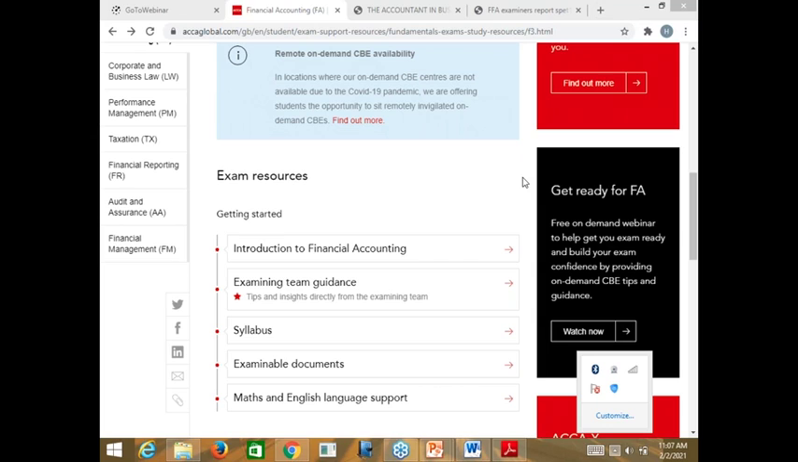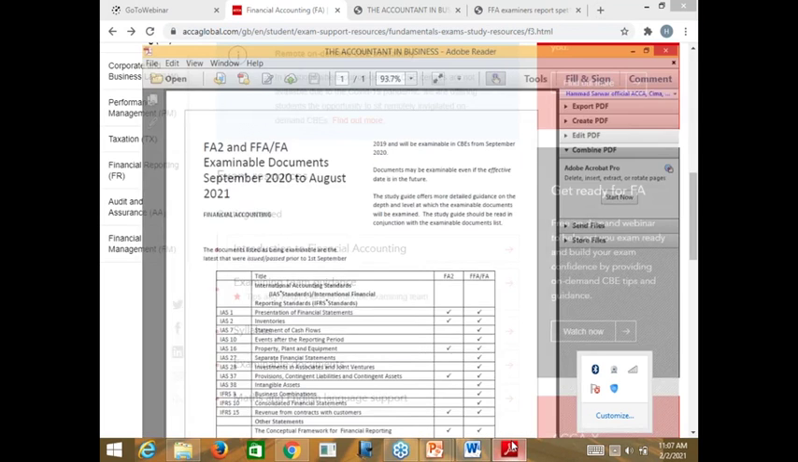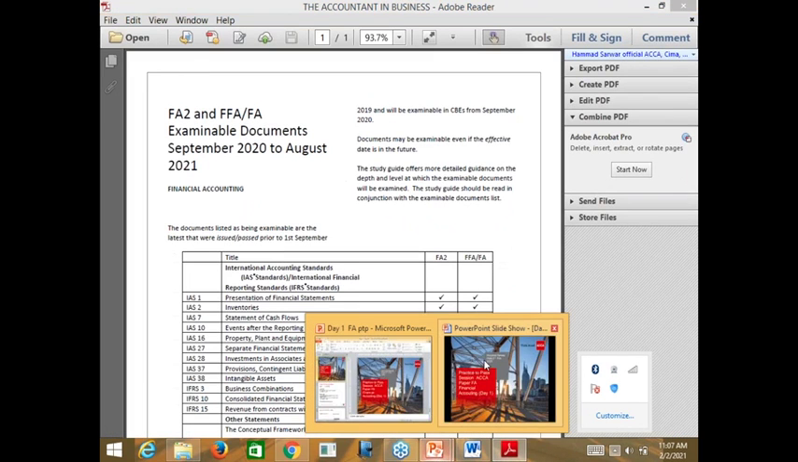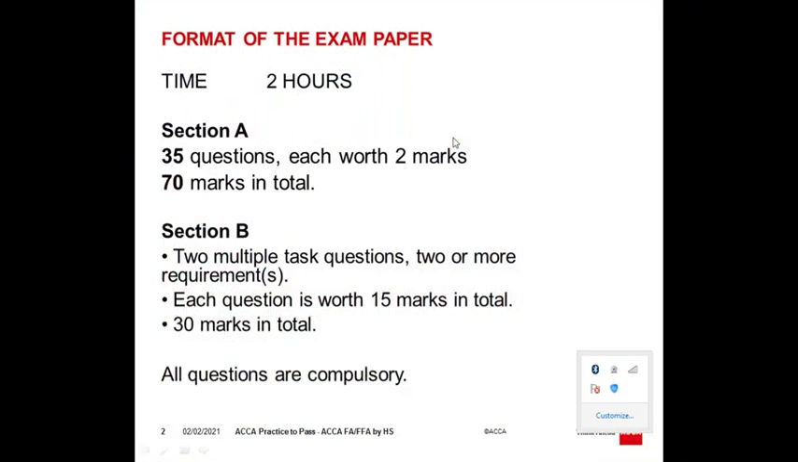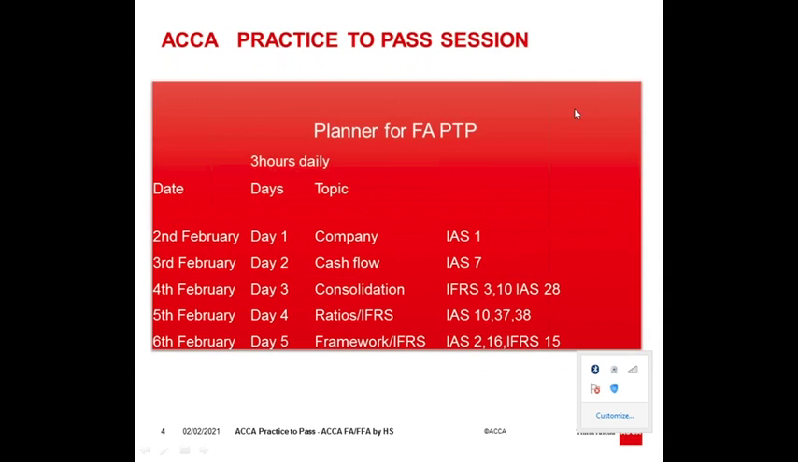Okay, first of all, what strategy and approach are we using for this Practice to Pass session? I have prepared a day-wise plan for all of you. Now, this is my day-wise plan. You can see it on the screen.